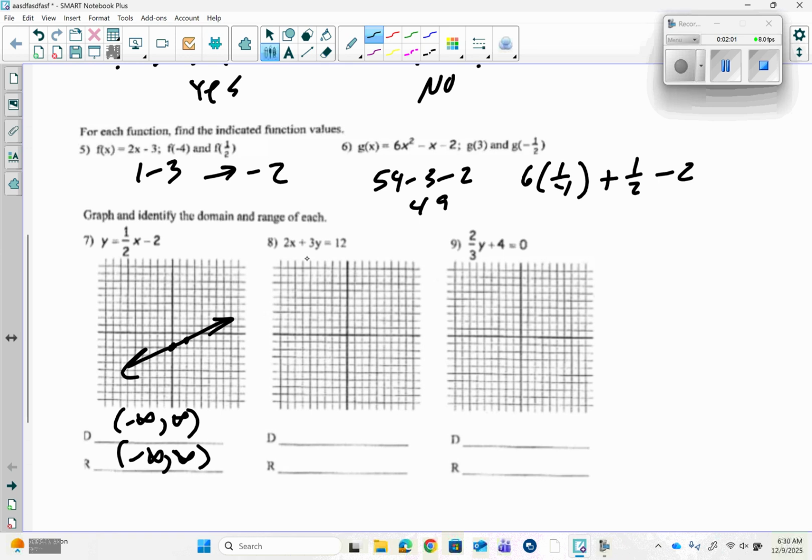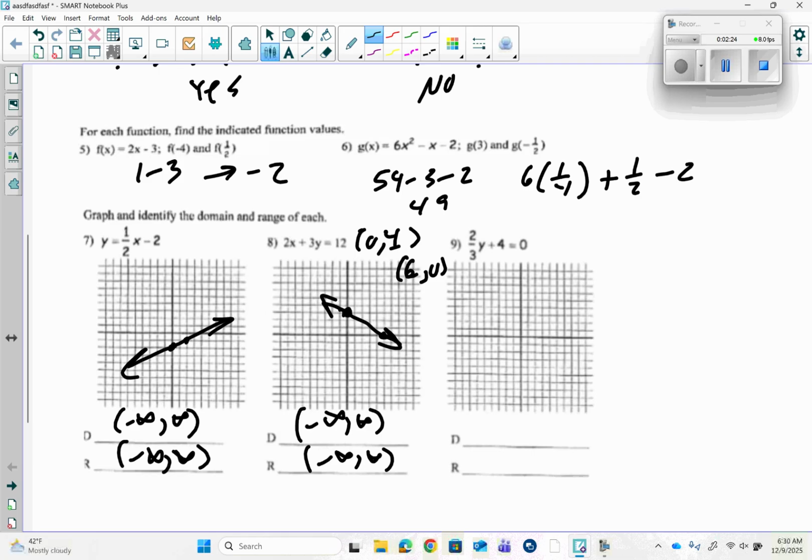This one I use the cover method, so I'm going to go 0, blank, blank, 0. So that's going to give me a 4 there. So 0, 4 is here. I'm going to cover up the y. That's going to give us 6 here. So we have a 6 right there. Connect the dots. The domain is negative to positive infinity, as well as the range, because it does go up and down.